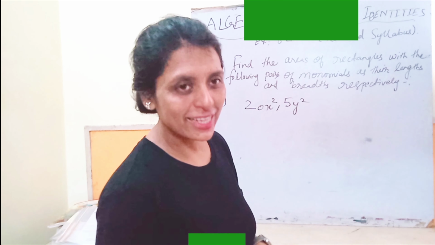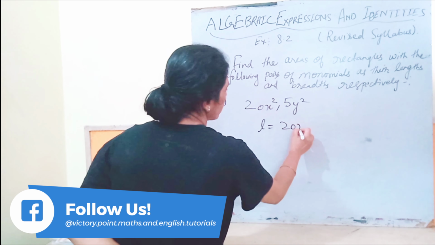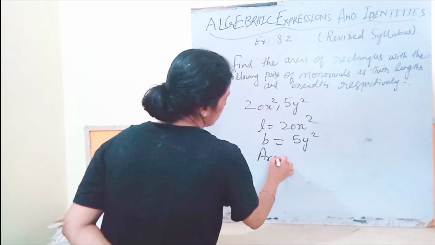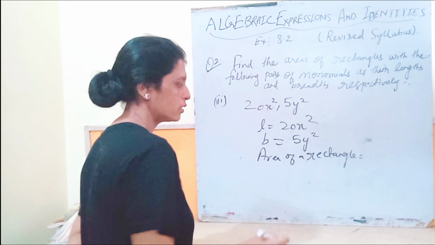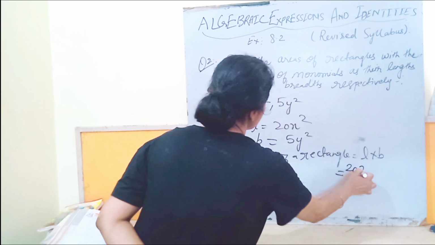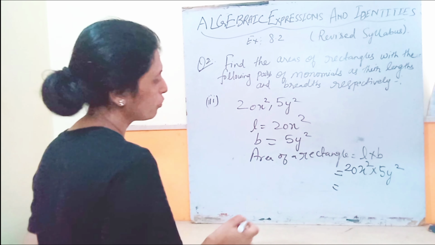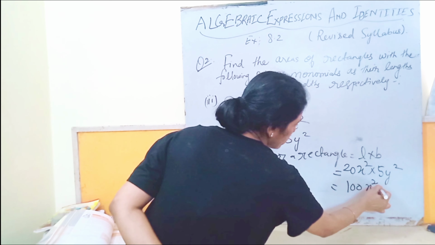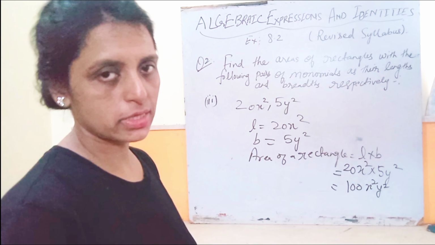Children, the third part is 20x square and 5y square. It means length is your 20x square and your breadth is 5y square. And you know that area of a rectangle is equal to L into B. So in the length place we will write 20x square into 5y square. Now the numerical coefficients will be multiplied. 20 into 5 is 100, and x square into y square will be x square y square. So this is the area of the rectangle.